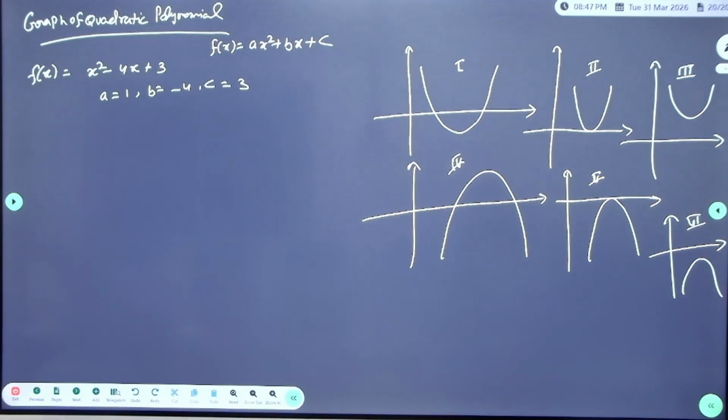Got it? Now in the first step is same, replace fx with y. So y is equal to x square minus 4x plus 3. This is common step for all of them. Now I am writing the steps for quadratic.